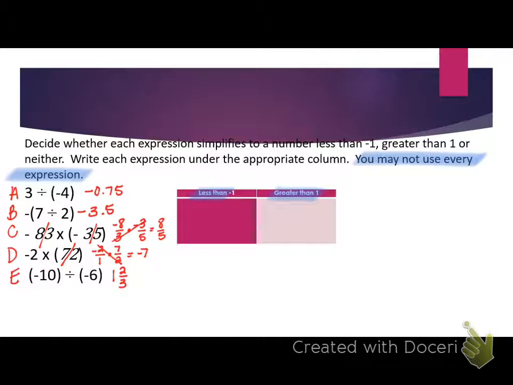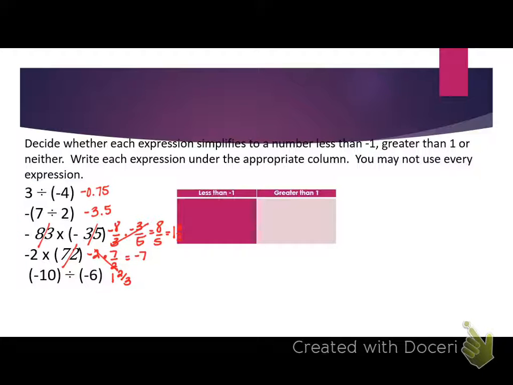Now that you know what all of the values are, you're going to sort them less than -1 or greater than positive 1. So again, we're now going to sort these numbers according to less than -1 and greater than 1. Negative 0.75 is closer to 0 than -1, therefore it is not less than -1. It's also not greater than positive 1, so this would be a neither option. Negative 3.5, which we said was B, would be less than -1.